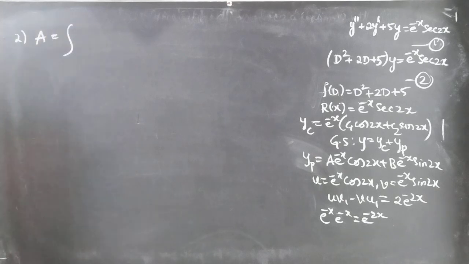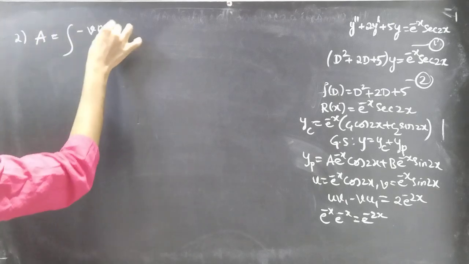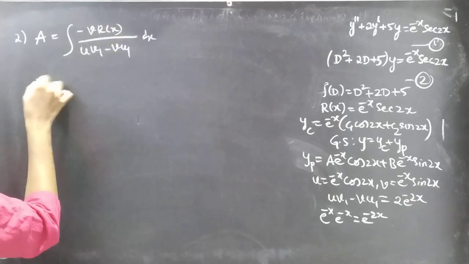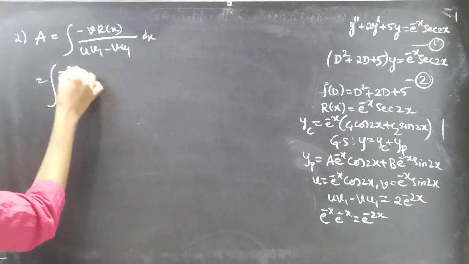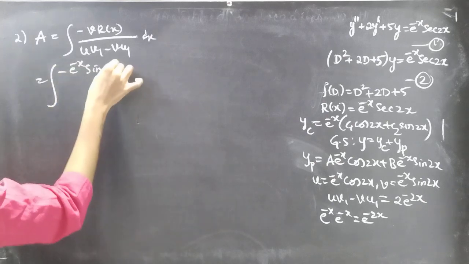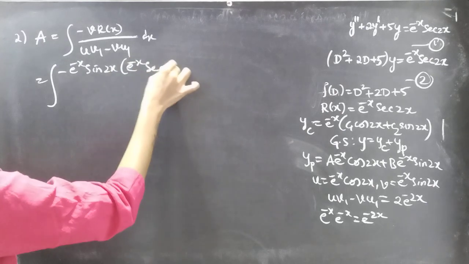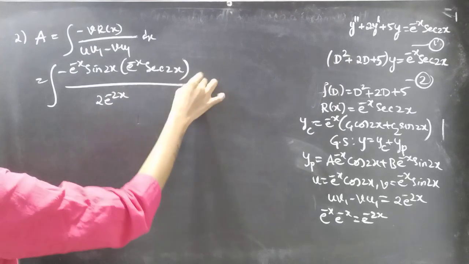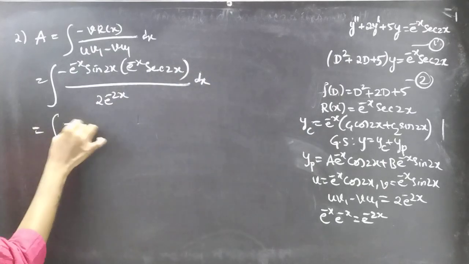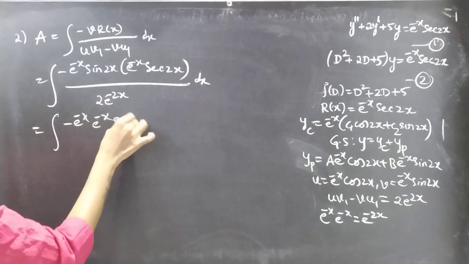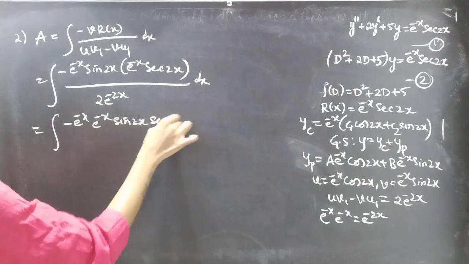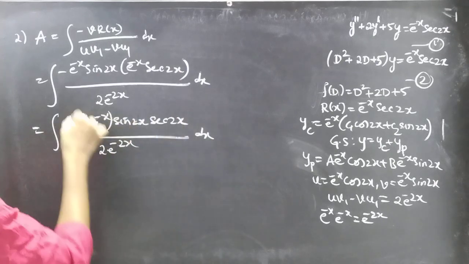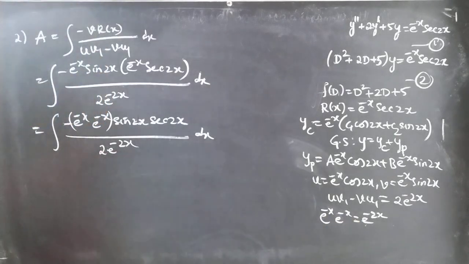Now coming to A, which is given by the integral of minus v into r of x by u v1 minus v1 u dx. This is equal to the integral of minus e power minus x sin 2x into r of x, which is e power minus x secant 2x, by u v1 minus v1 u, which is 2 e power minus 2x, dx. This equals the integral of minus e power minus x sin 2x into secant 2x by 2 e power minus 2x dx. We know that e power minus x into e power minus x is e power minus 2x.